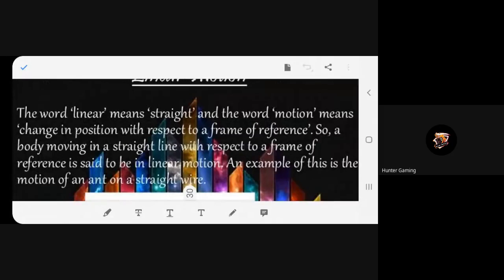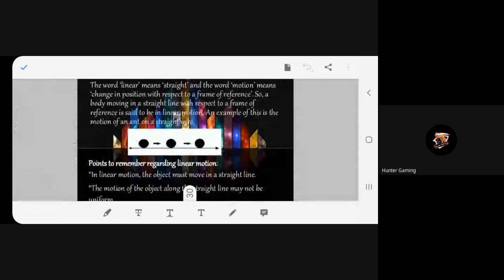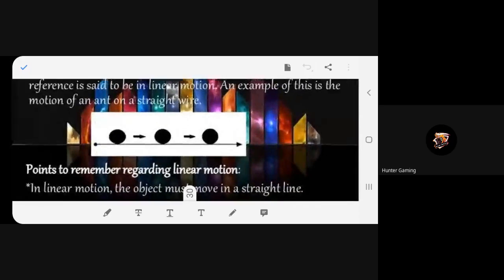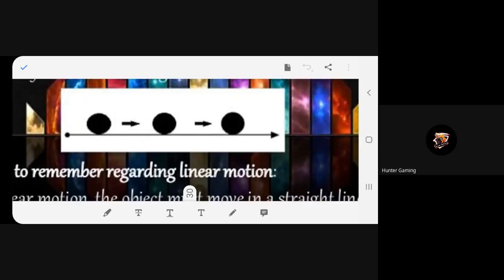The word linear, this we have already done. I just want to show you this picture. Can you see this picture? How is it moving? It is moving in a straight line. This is how you have to remember. It is moving in a straight line. This is linear motion.